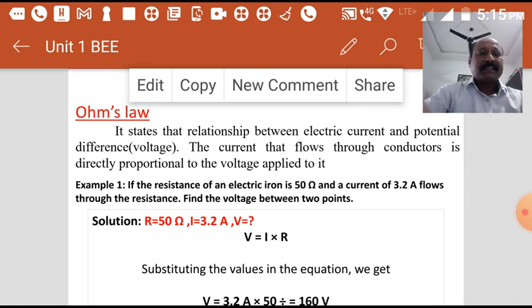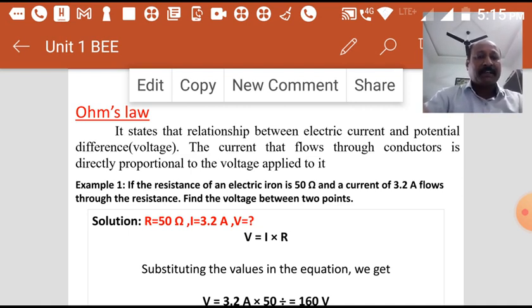So what is the physical condition? The temperature of the conductor remains same. If the temperature of the conductor remains same, under that condition only Ohm's law will be proved. So what is that? Voltage is directly proportional to the current flowing through the conductor.